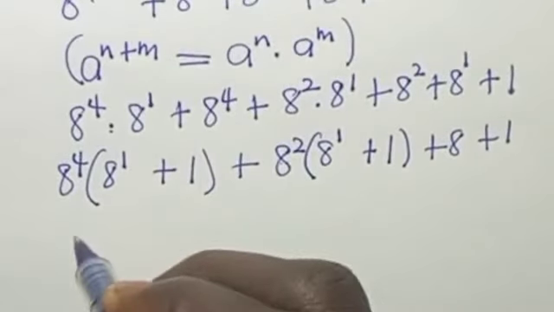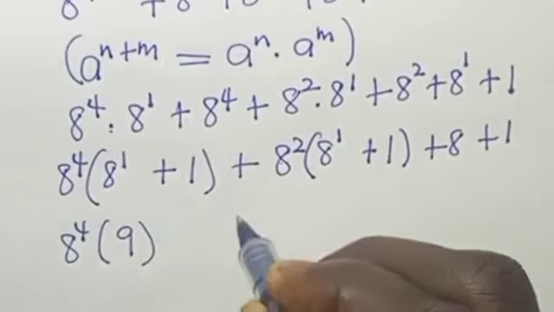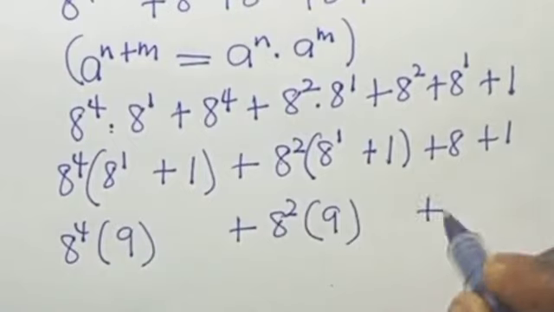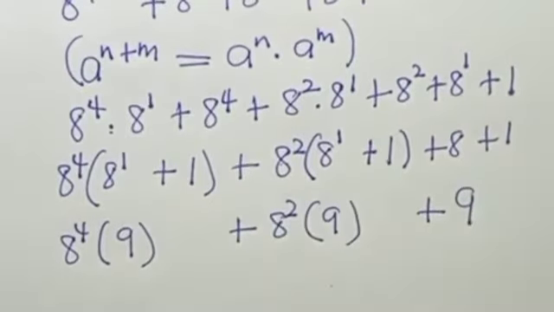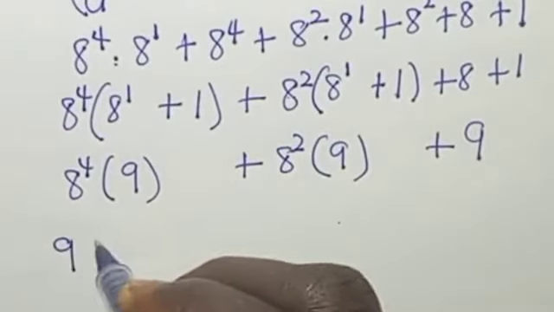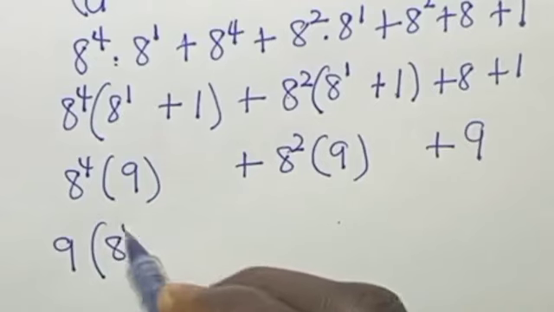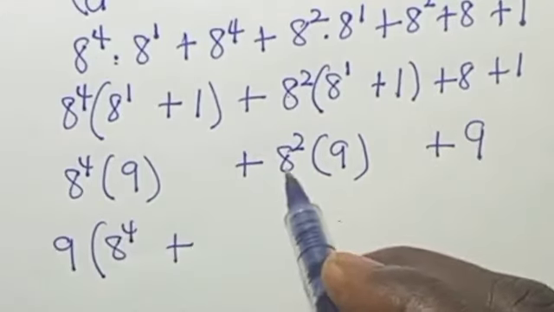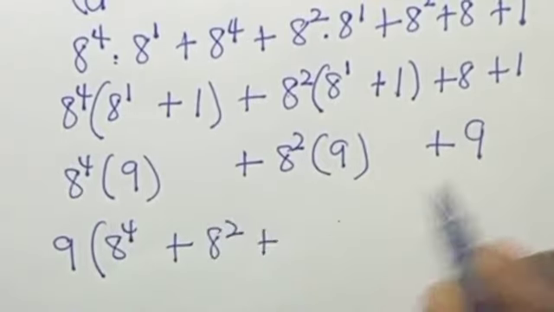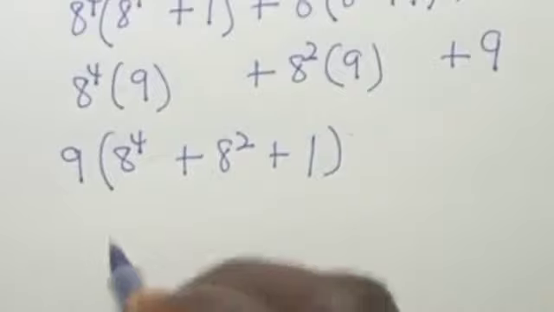So if you simplify further, we have 8 raised to power 4 times (8 plus 1, 9), plus 8 raised to power 2 times (8 plus 1, 9), plus (8 plus 1, 9). And since 9 is common in all the terms, we can bring it out, that is 9 times 8 raised to power 4 times 9 divided by 9 to be 8 raised to power 4, plus 8 raised to power 2 times 9 divided by 9 to be 8 raised to power 2, plus 9 divided by 9, that is 1.